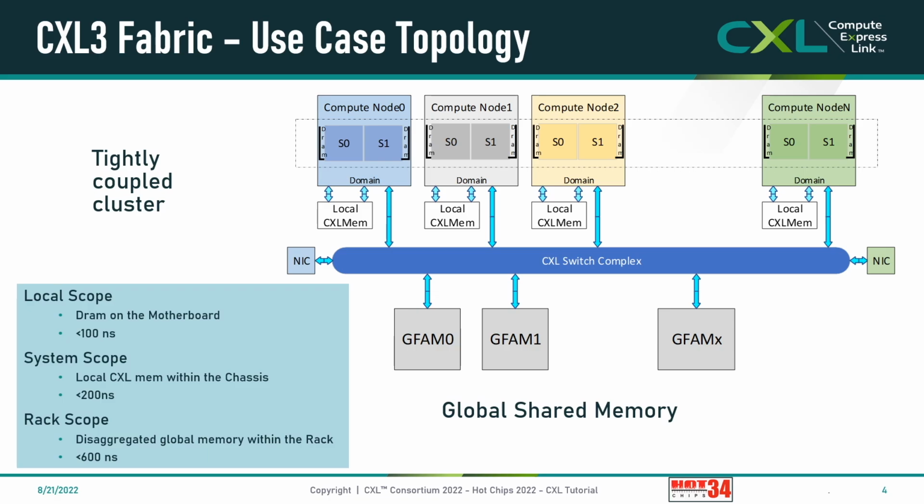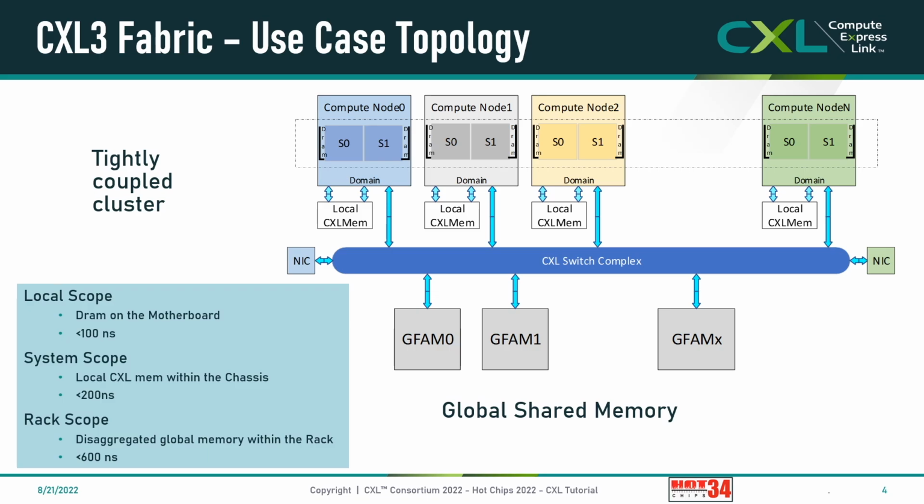The second tier is referred to as system scope. System scope is defined as a local direct attached CXL memory, normally within the same chassis as the host processor. This tier is expected to have sub 200 nanosecond latency. So this will be the capacity tier for a host processor with greater capacity and increased latency than the local scope. The final tier is referred to as rack scope.